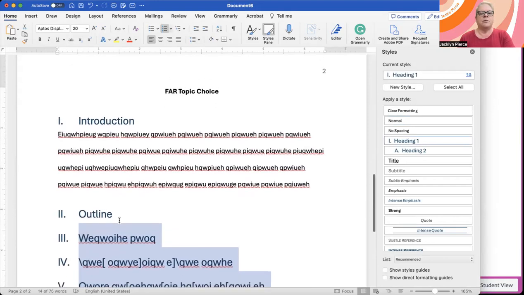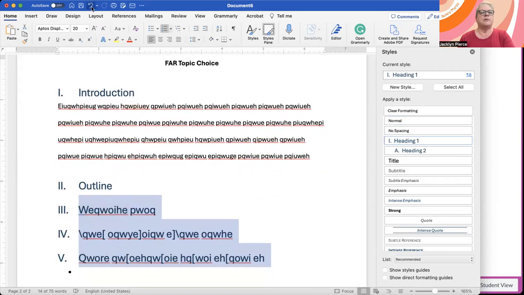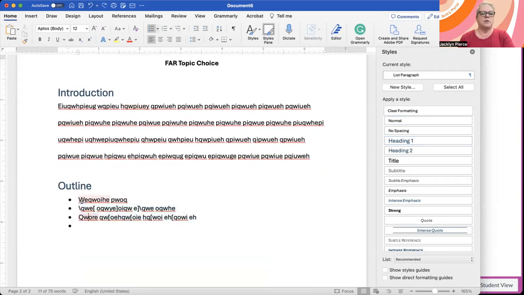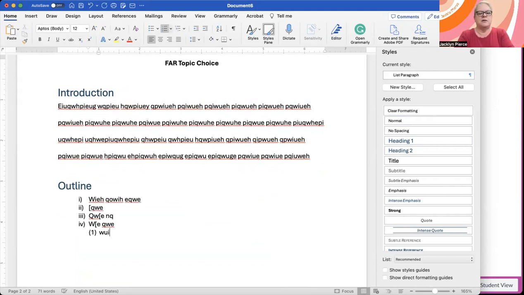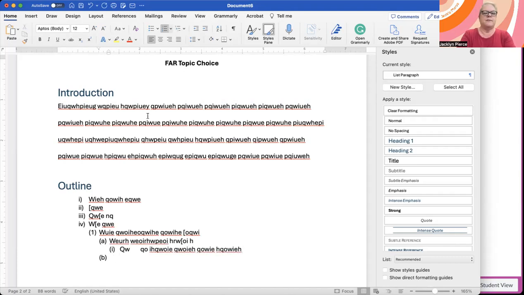Oh, I don't want the whole thing to be though. I just want this to be. Let me just try this. Okay, let's make an outline now. Oh, maybe it's because of the headings. Okay, let me just, there we go. All right, so let's do that. And then if you have sub things, you can tab over and it's going to let you put sub points underneath, et cetera, et cetera.